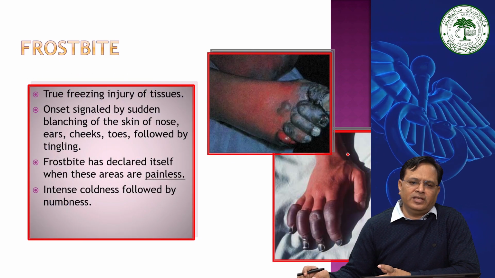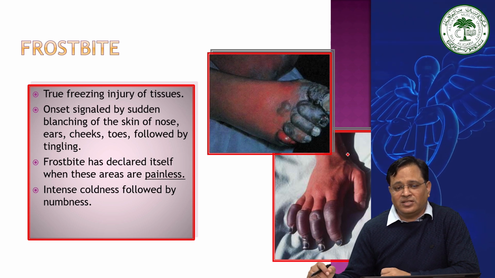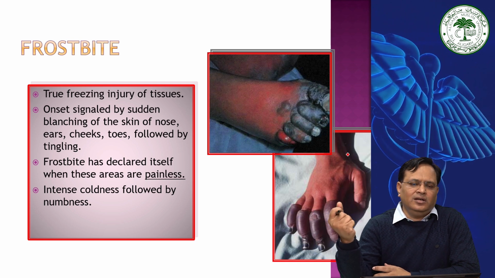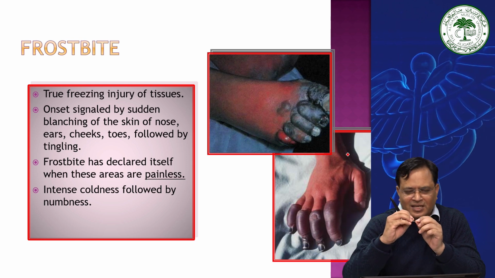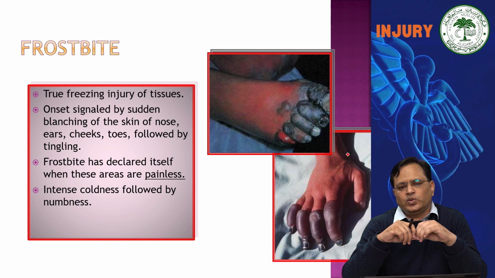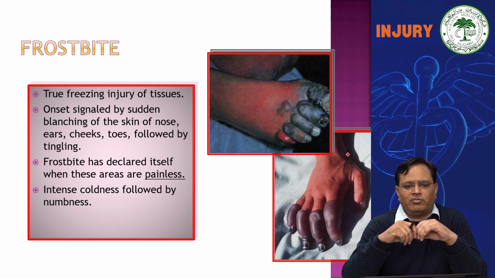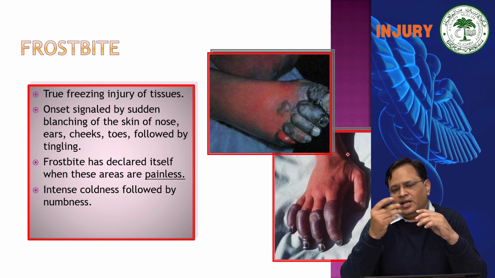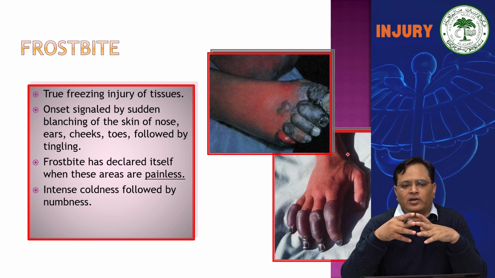Frostbite, true freezing injury of the tissue. Onset is signaled by sudden blanching of the skin of the nose, ear, which means there is sudden contraction of the skin, or blanching means there is slight paleness. Cheeks, toes, followed by tingling, which means there is a slight sensation. Frostbite has declared itself when the areas are painless. Then after tingling, it goes to a painless condition. Intense coldness followed by numbness.